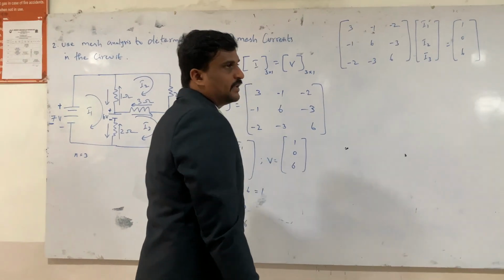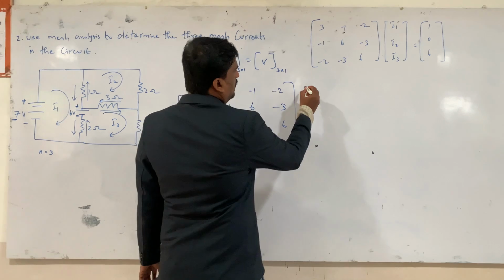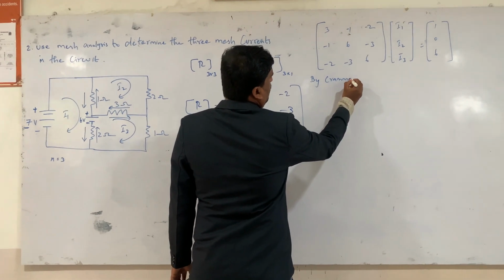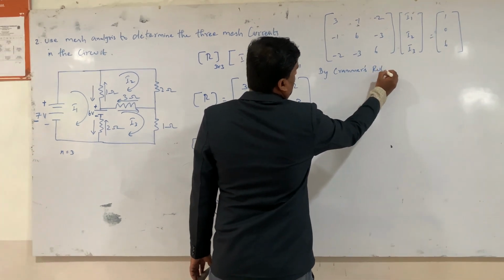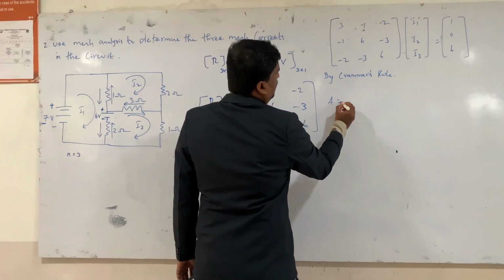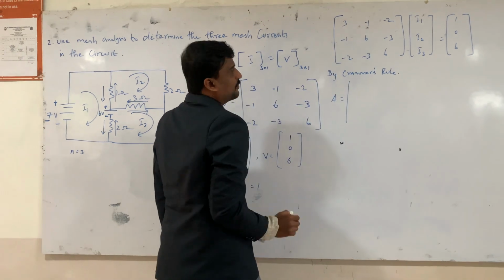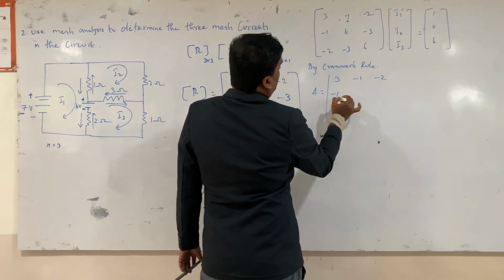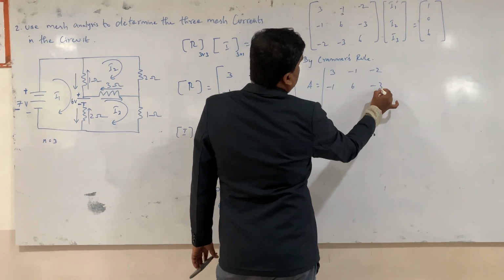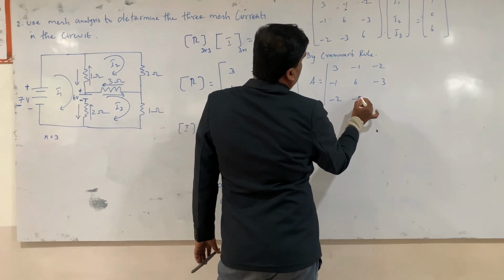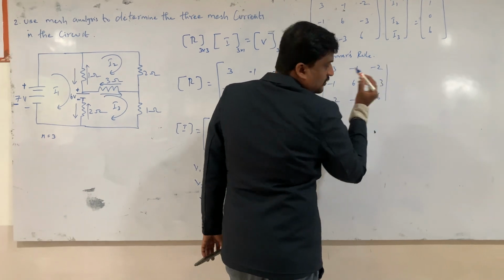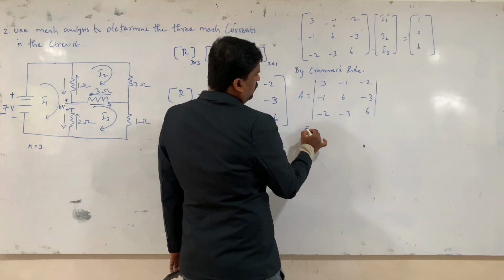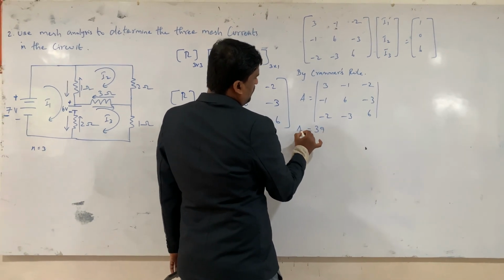So now we will find the value for del by using the Cramer method. The value for del is the determinant of R matrix: 3, minus 1, minus 2, minus 1, 6, minus 3, minus 2, minus 3 and 6. So when we solve this, we get the value for del which is equal to 39.